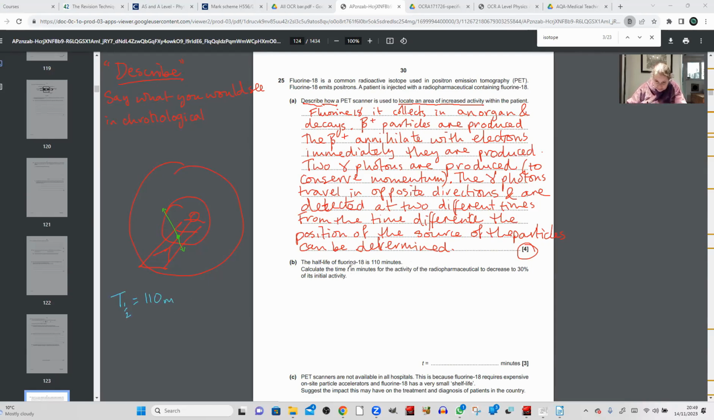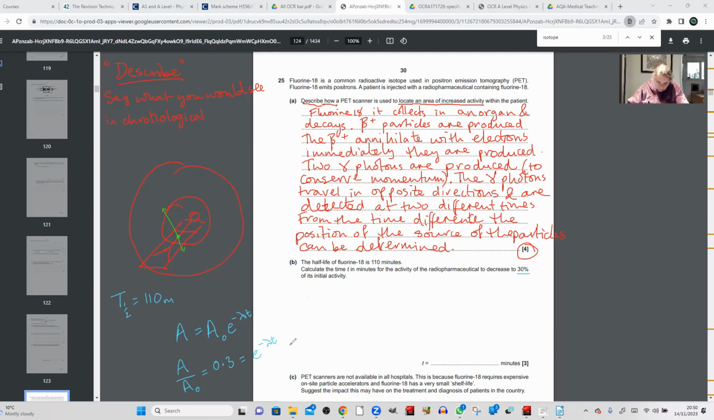It says calculate the time t in minutes for the activity of the radiopharmaceutical to decrease to 30% of its initial activity. So now we're using the regular radioactive decay equation. A is equal to A0 e to the minus lambda t. T over RC is capacitors, a very similar equation. A is activity, A0 is the activity at time 0. Now we want 30%, so A over A0 is 30 over 100, which is 0.3, equal to e to the minus lambda t.